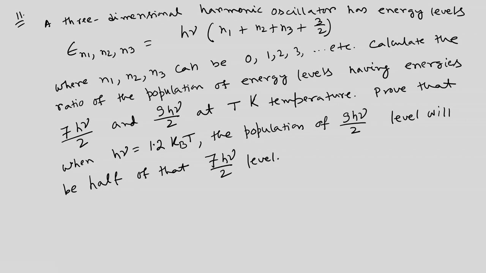So, this problem says a 3-dimensional harmonic oscillator has energy levels epsilon n1, n2, n3 equals h nu times n1 plus n2 plus n3 plus 3 by 2, where n1, n2, n3 can be 0, 1, 2, 3, etcetera. Calculate the ratio of population of energy levels having energy 9 h nu by 2 and 7 h nu by 2 at T Kelvin temperature. And we need to further prove that when h nu equals 1.2 kBT, the population of the 9 h nu by 2 level will be half of that of the 7 h nu by 2 level. So, how to solve this problem?